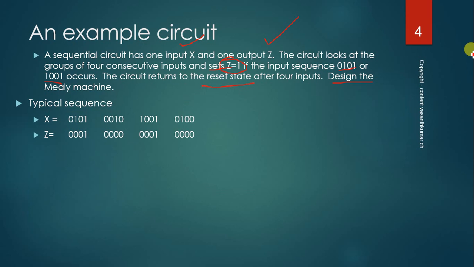You will have an example. Okay, typical sequence would be what? 0 1 0 1, 0 0 1 0, 1 0 0 1, 1 0 0. This is the typical sequence. That means the z value should be 1 with the sequence 0 1 0 1 and 1 0 0 1. For these two inputs, it should go high. Okay, this is high. For the rest of the sequences it should remain 0.